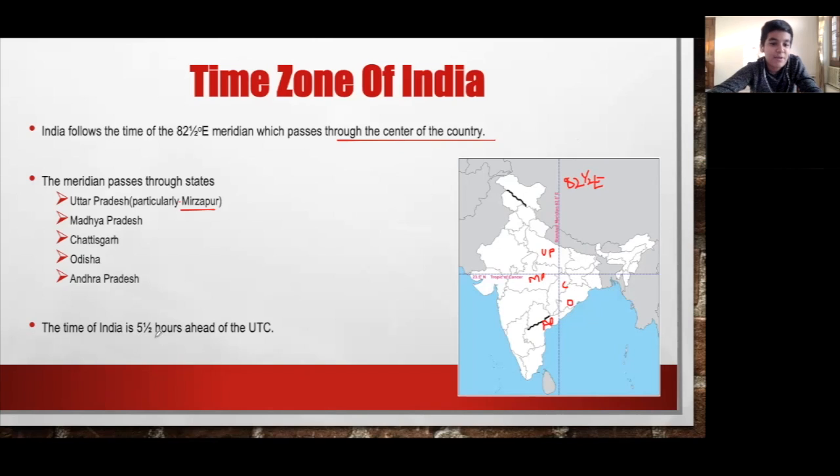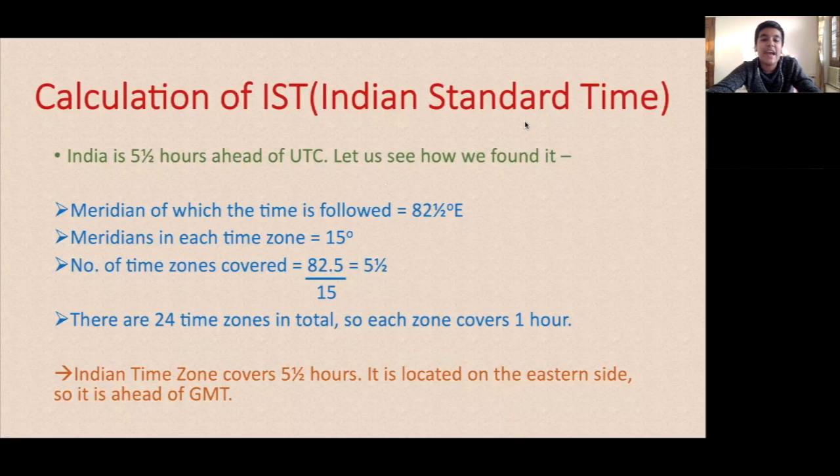The time of India is 5.5 hours ahead of the Coordinated Universal Time. So how did we calculate that India's time is 5.5 hours ahead of the UTC? The particular time of India is known as the Indian Standard Time, in short form IST. We know that the meridian on which the time in India is followed is 82.5 degrees east, and the meridians in each time zone are 15 degrees, as we discussed earlier. So we can just divide both, and that will come to 5.5.